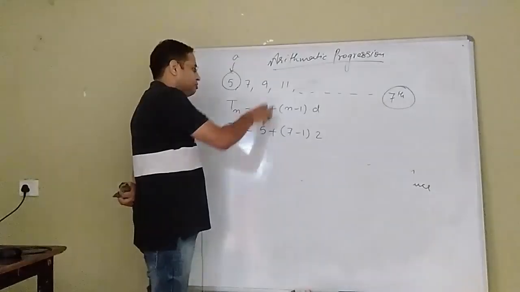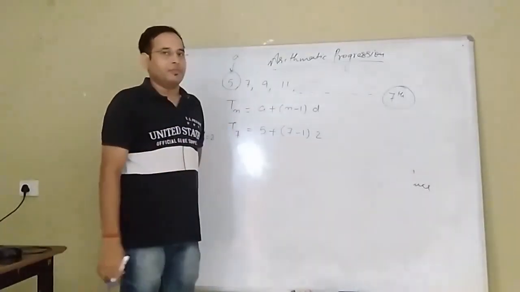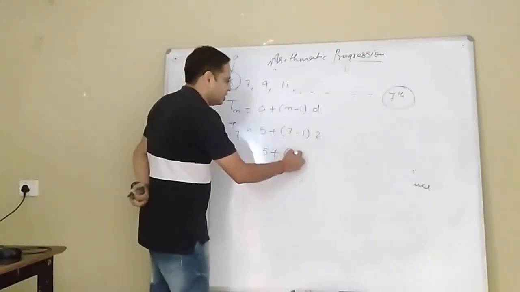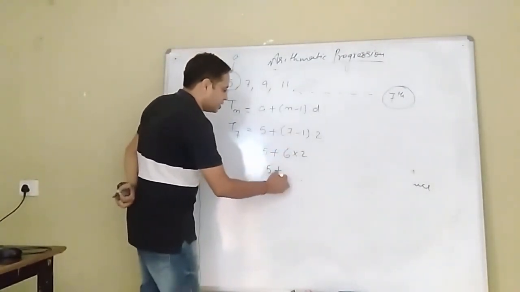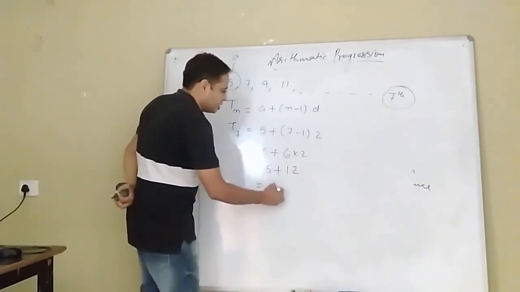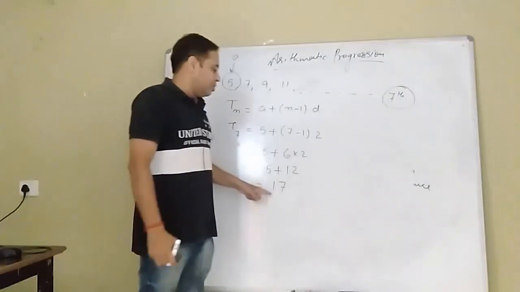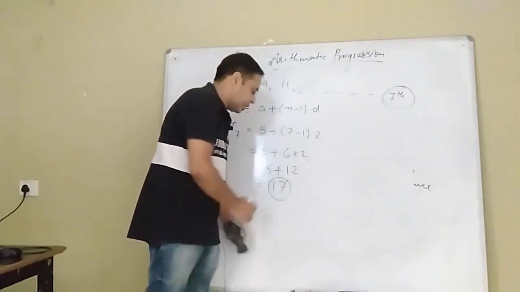Once we put all these values in the given formula, we'll easily find out the 7th term. So let's see, 5 plus 6 into 2. So 5 plus 6 2s are 12, 17. So the 7th term of this sequence will be 17.